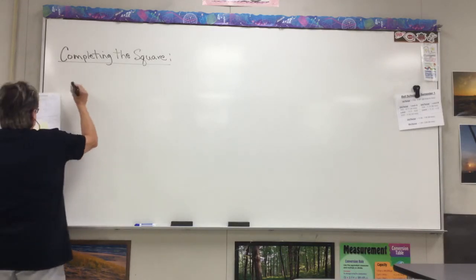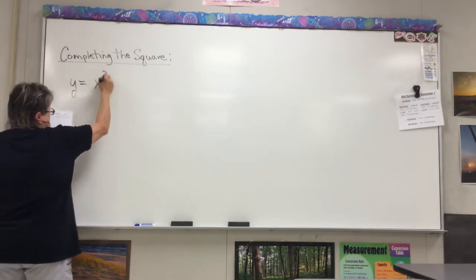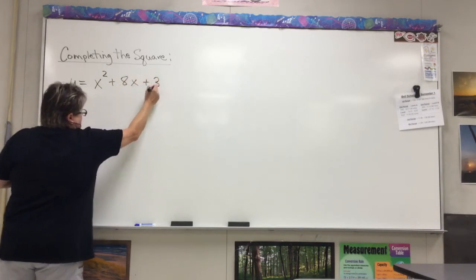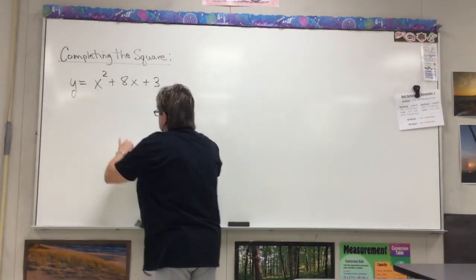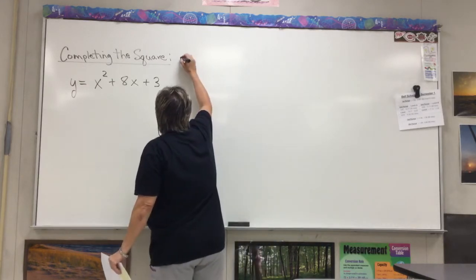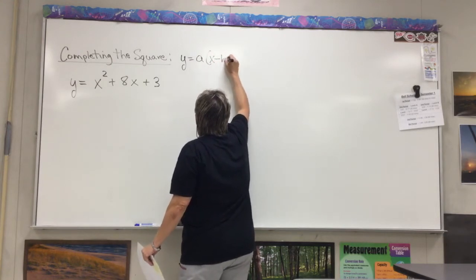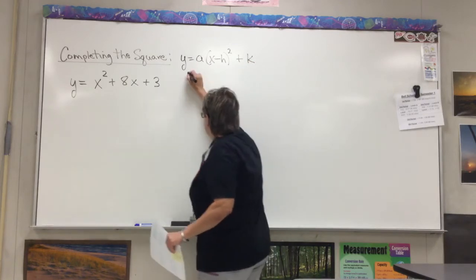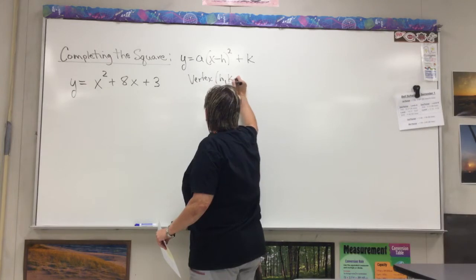Okay, for example, let's say we have y equals x squared plus 8x plus 3. Our goal is to transform this equation, not to change its value, just to change what it looks like into HK form. So into y equals a times the quantity x minus h, squared, plus k. We will be able to find the vertex for our parabola at (h, k).